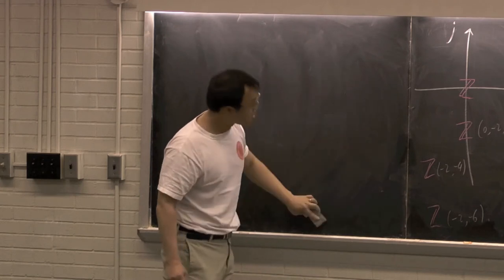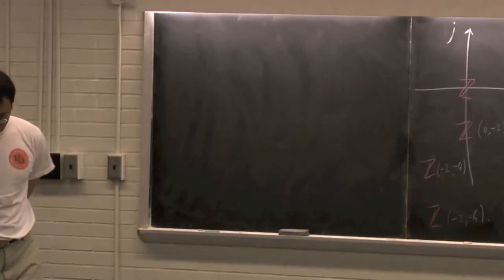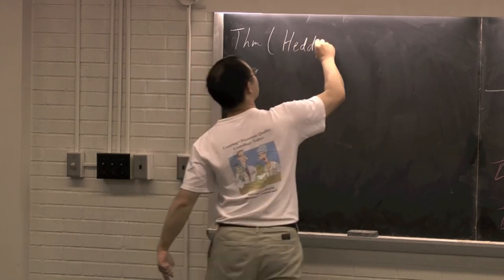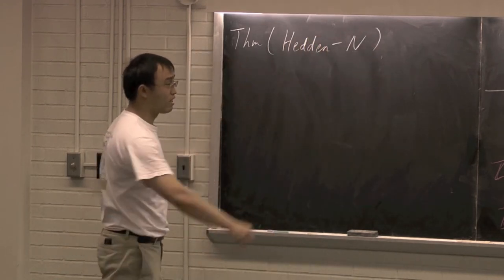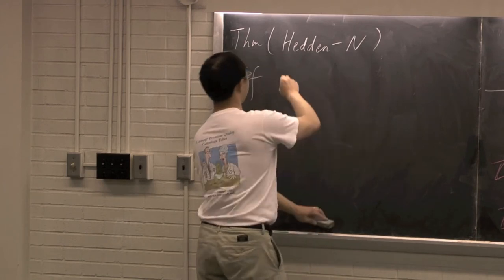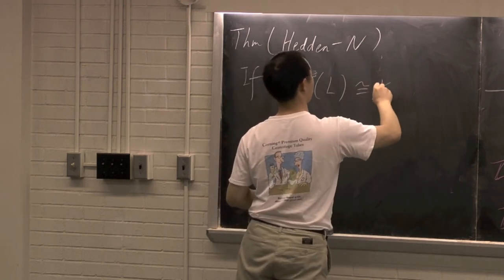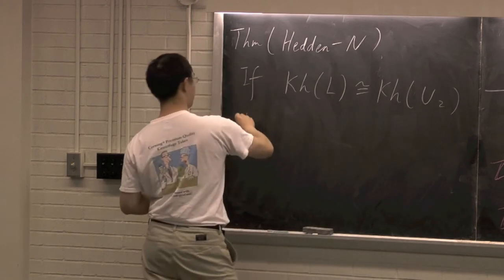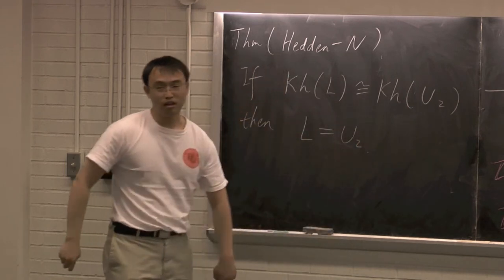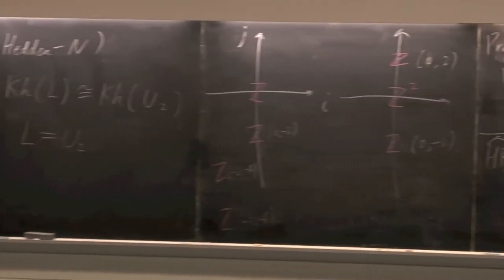So even with this tiny piece of information, we are able to say some things about the detection problem for Khovanov homology. So that's a theorem of Matt and me. We proved that if the Khovanov homology of a link is isomorphic to the Khovanov homology of the two-component unlink, then L is the two-component unlink. Recall that in this case the rank itself is not enough, so we have to consider the bigrading.